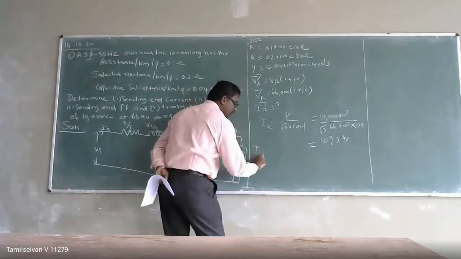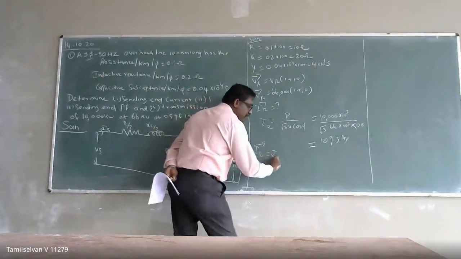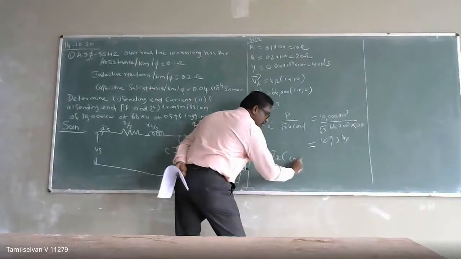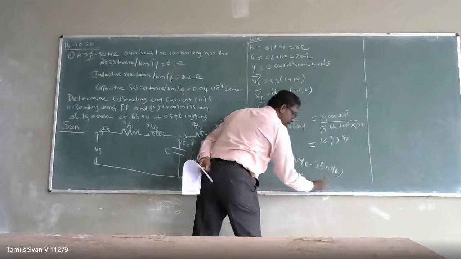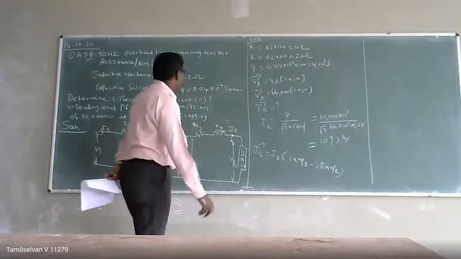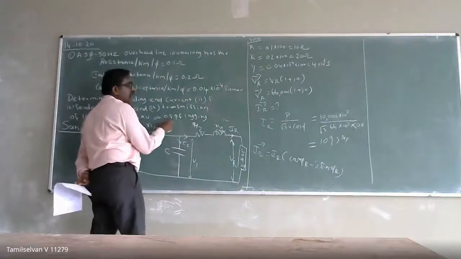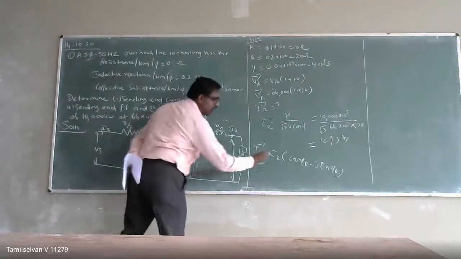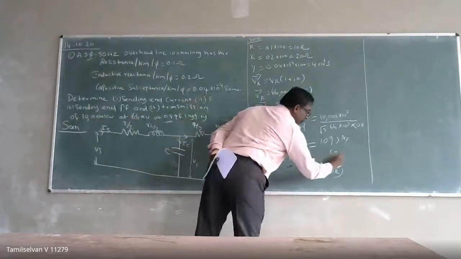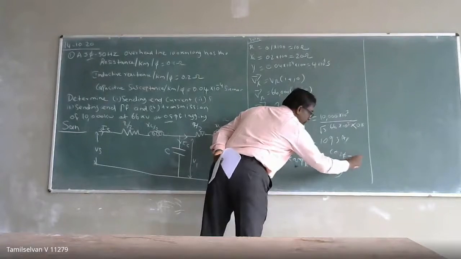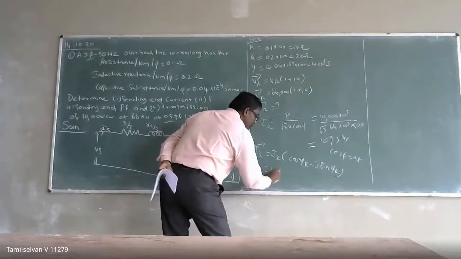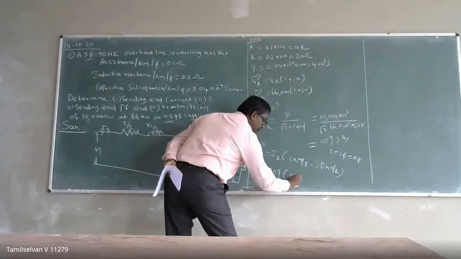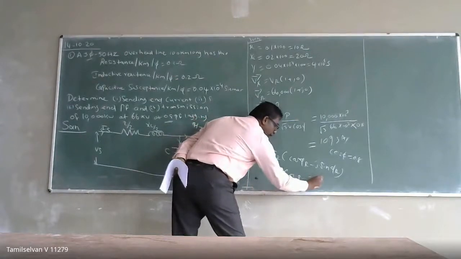We need an IR vector. IR vector is nothing but IR into cos phi r minus j of sin phi r. With the given number, cos phi is equal to 0.8. It means IR is equal to 109.3 times 0.8 minus j of 0.6.